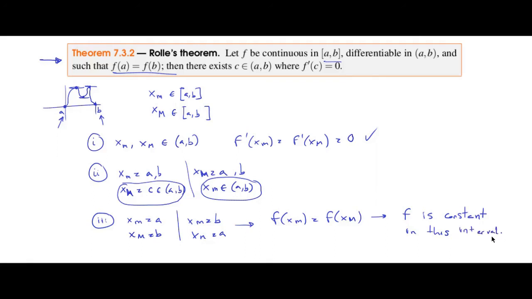And so if a function is constant, we know that the derivative f prime will be 0 for all c in this open interval. Those are the three possibilities that result in us having a point c where the derivative is 0.